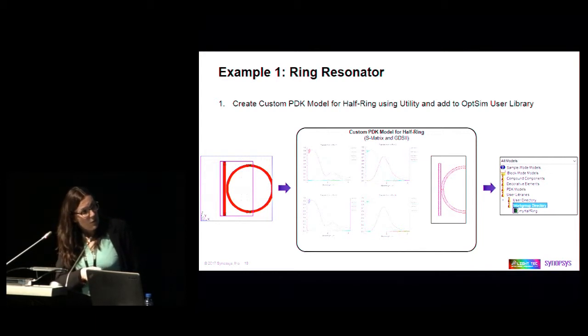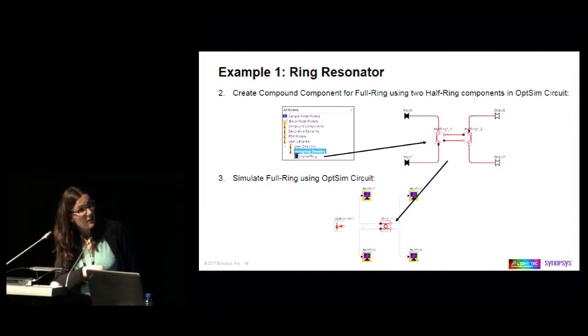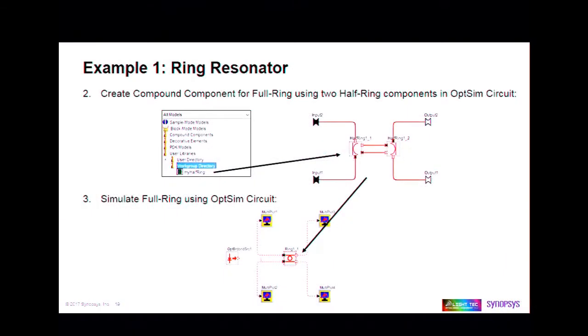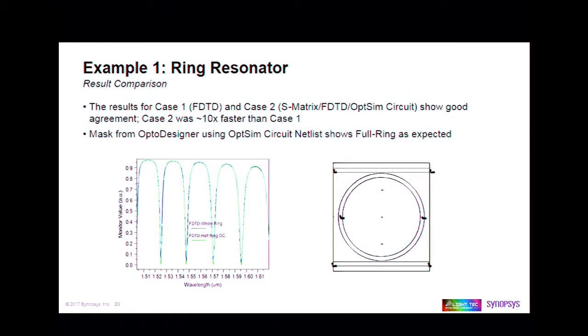From this S matrix, we are now able to create a new model, a new schematic inside the circuit tool. And now we can use this schematic at the circuit level to generate the behavior of the full ring. It's something that we have done in OptSim Circuit. And we compared this model to the one already built inside OptSim Circuit, and we had a really good agreement between the two simulations.